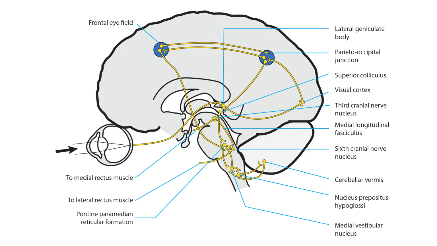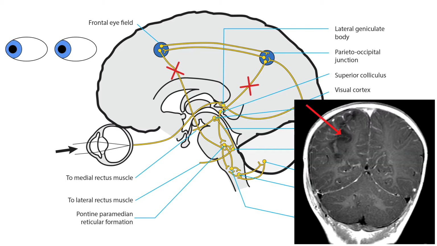Damage to descending axons from the frontal and occipital parietal gaze centers in one hemisphere, let us make it the right hemisphere, interrupts the signal to the left PPRF. Saccades to the left will be slow, incomplete, or altogether absent. The eyes may even deviate to the right, especially with lesions of the right parietal lobe.